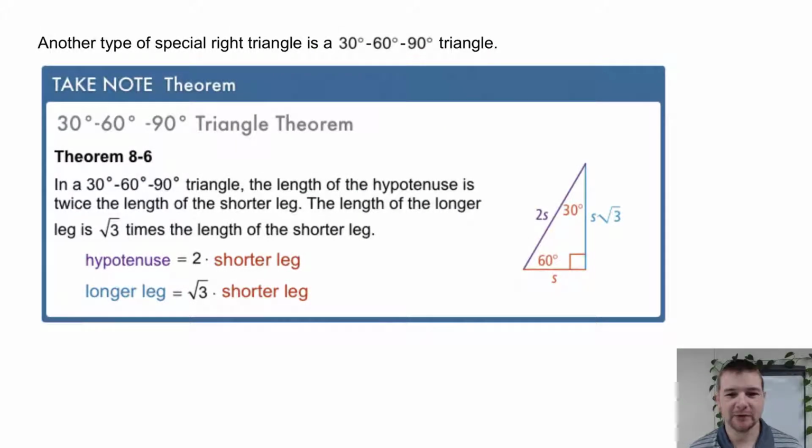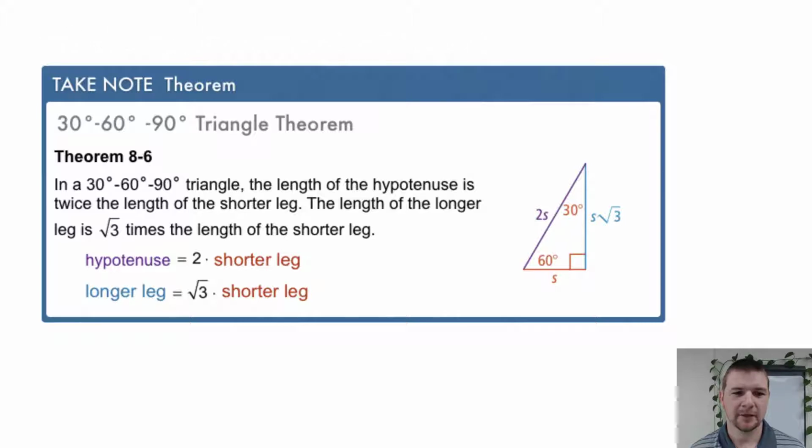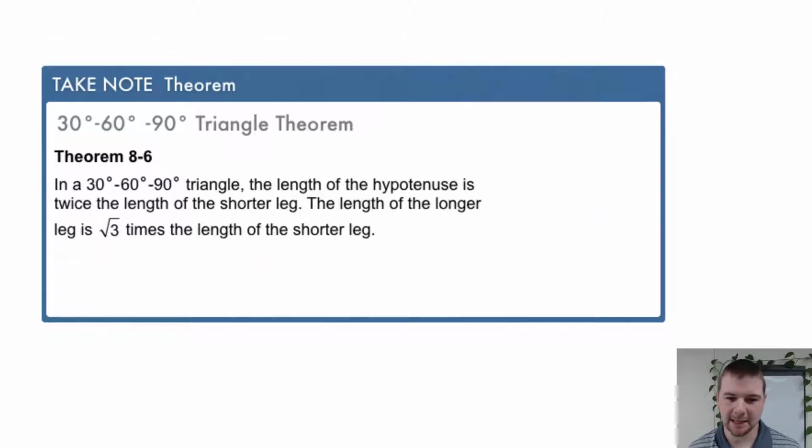Another type of special right triangle is a 30-60-90 triangle. The 30-60-90 triangle theorem, otherwise known as Theorem 8-6, states: in a 30-60-90 triangle, the length of the hypotenuse is twice the length of the shorter leg. The length of the longer leg is the square root of 3 times the length of the shorter leg.